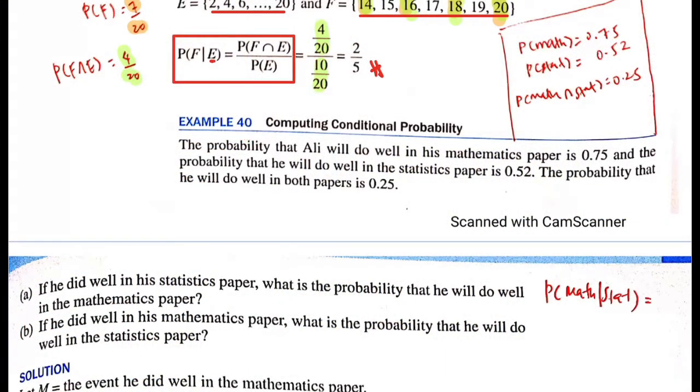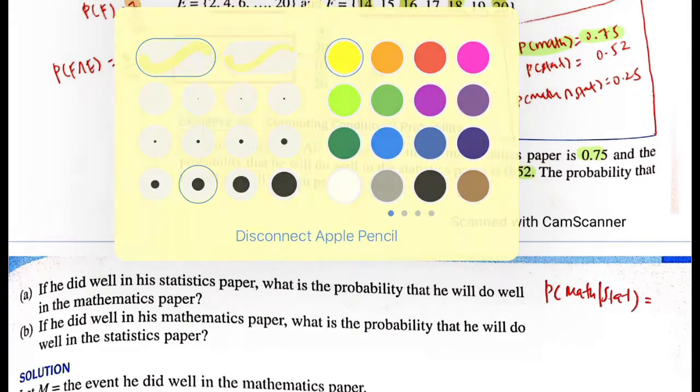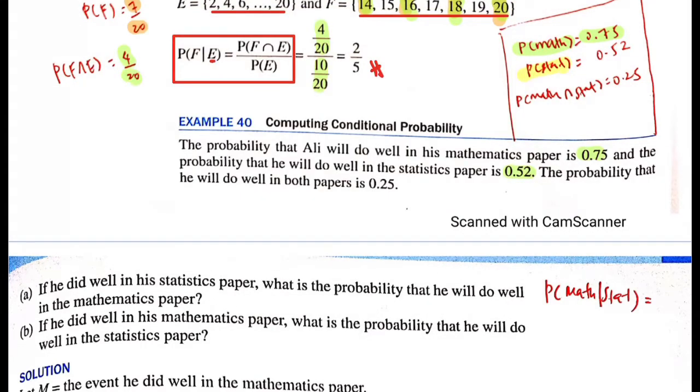Let's see example 40 here. The probability that Ali will do well in his maths paper is 0.75. So I write here P(maths) = 0.75. And the probability that he will do well in his stats paper is 0.52. So we have 0.75 and 0.52. So I write here P(stat) = 0.52.